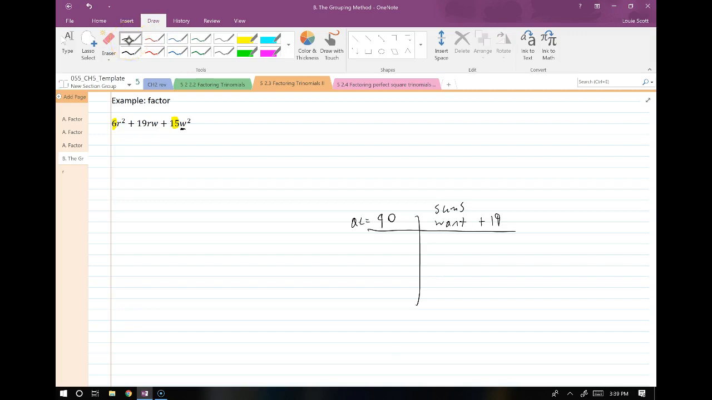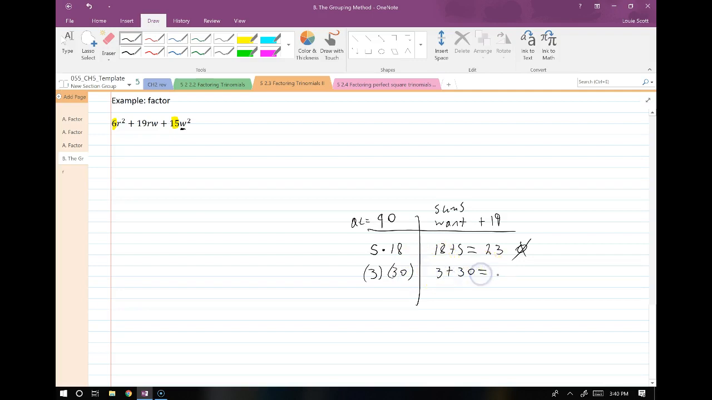So, 5 times 18. The suspense is killing you. 5 times 18, right? 18 plus 5, that's not what we're looking for. That's 23. That's no. 3 and 30? No, that equals 33.